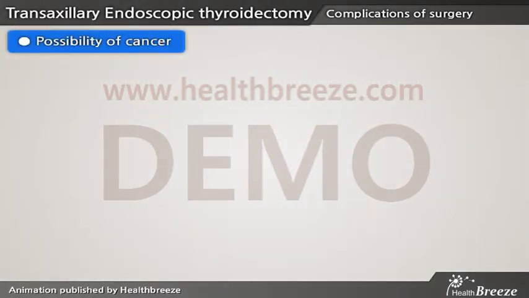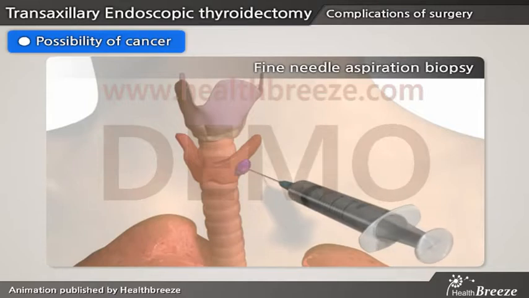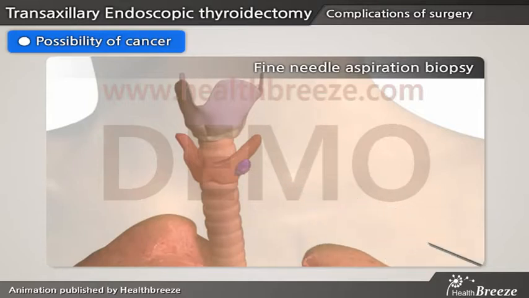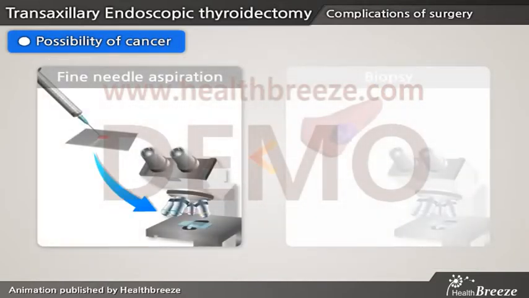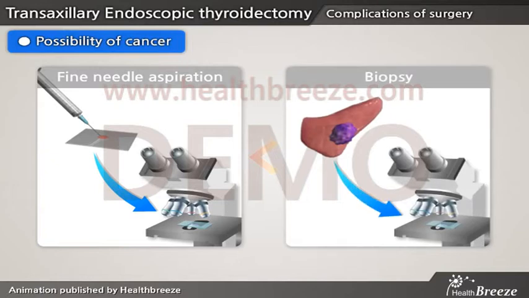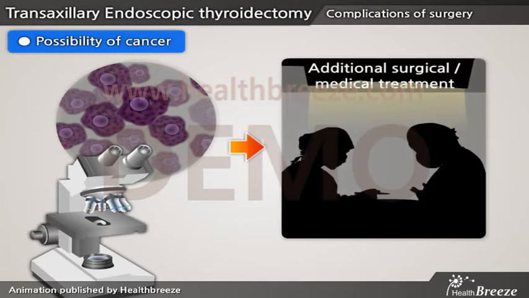Possibility of cancer. Fine needle aspiration biopsy is the gold standard for diagnosing thyroid cancer prior to operation. However, the fine needle aspiration biopsy is not always accurate. A pathology evaluation from a resected thyroid tissue will provide an ultimate diagnosis, and depending on the result, one may require an additional surgical or medical treatment.